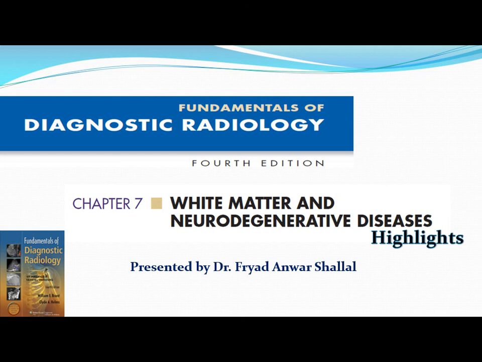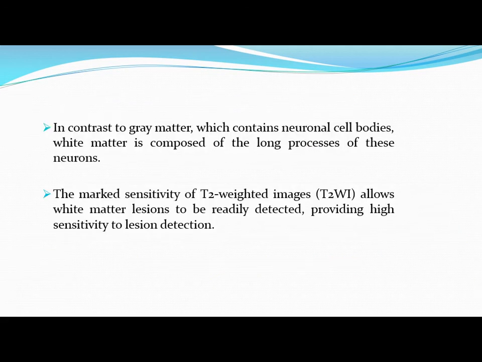White matter and neurodegenerative diseases. In contrast to gray matter, which contains neuronal cell bodies, white matter is composed of long processes of these neurons. The marked sensitivity of T2-weighted images allows white matter lesions to be readily detected, providing high sensitivity to lesion detection.